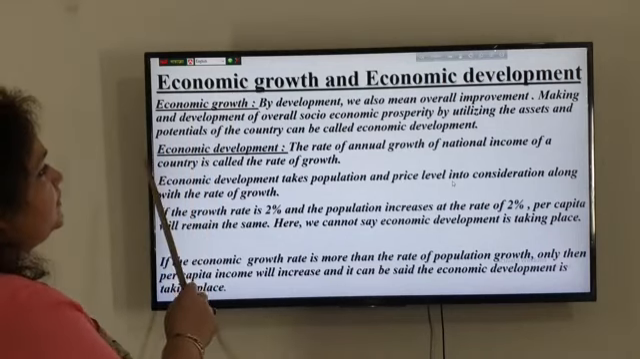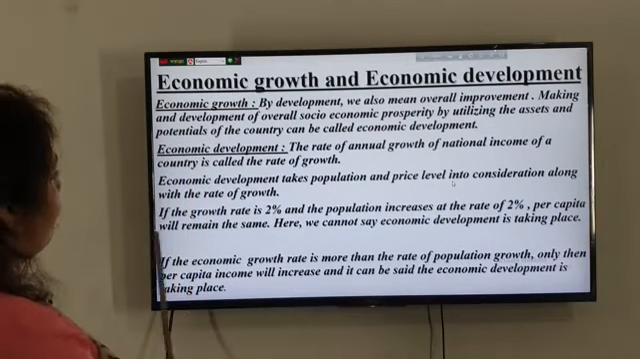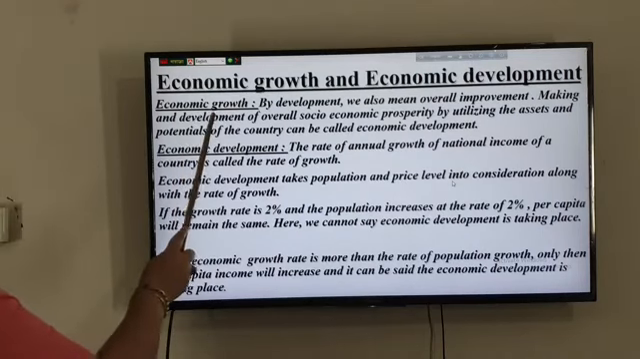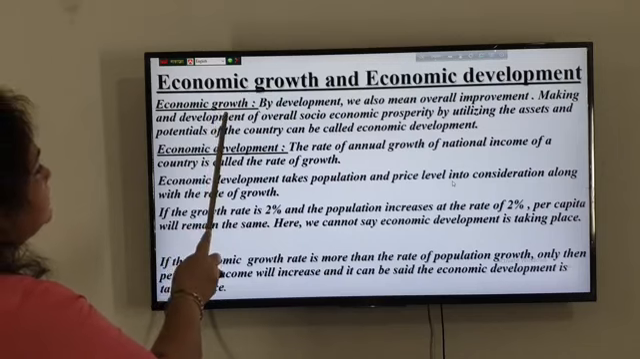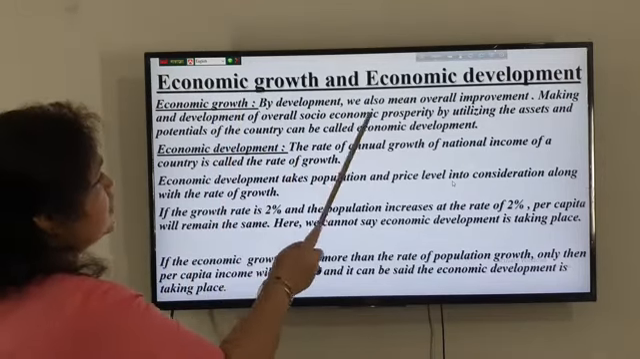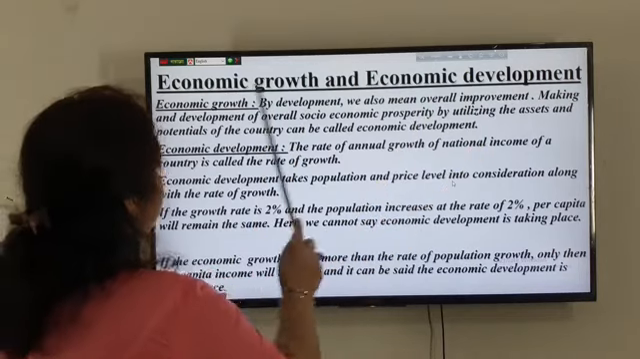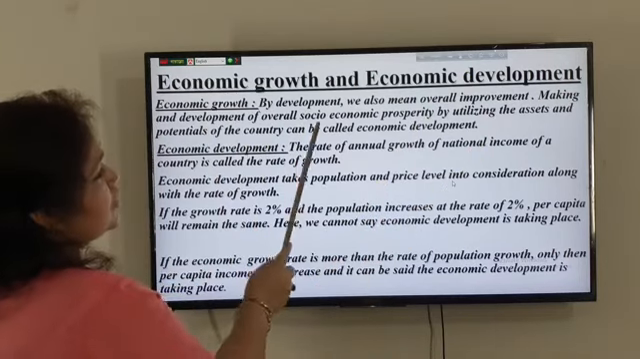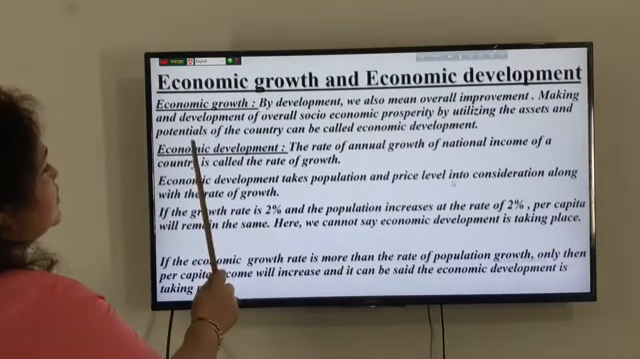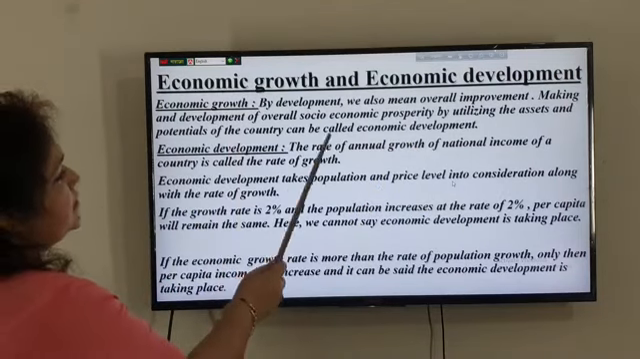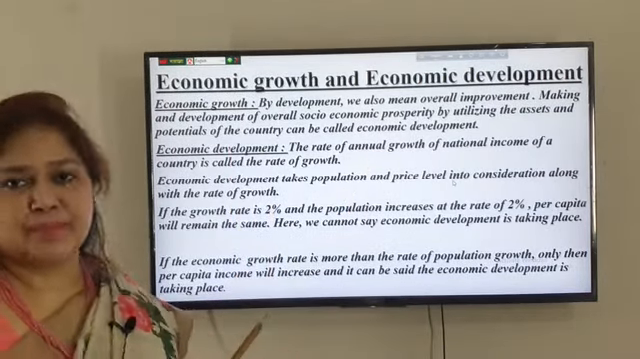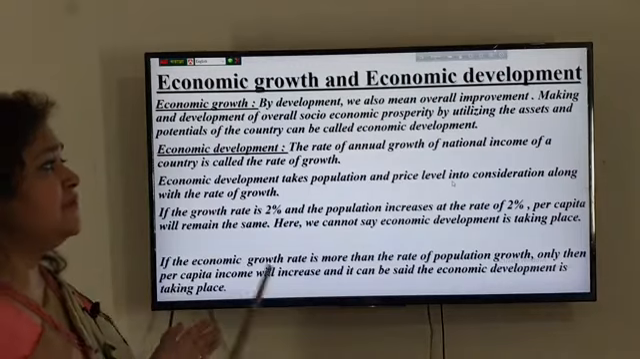Economic growth. Sorry, it will be the definition of economic development. By development, we also mean overall improvement, making and development of overall socio-economic prosperity by utilizing the assets and potentials of the country can be called economic development. I mean, economic development means overall development of different things.